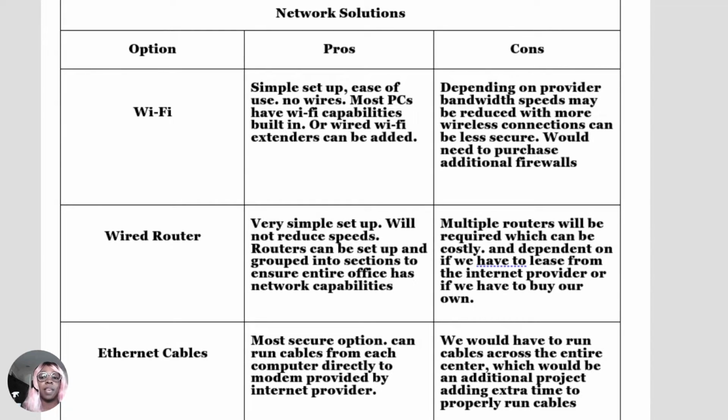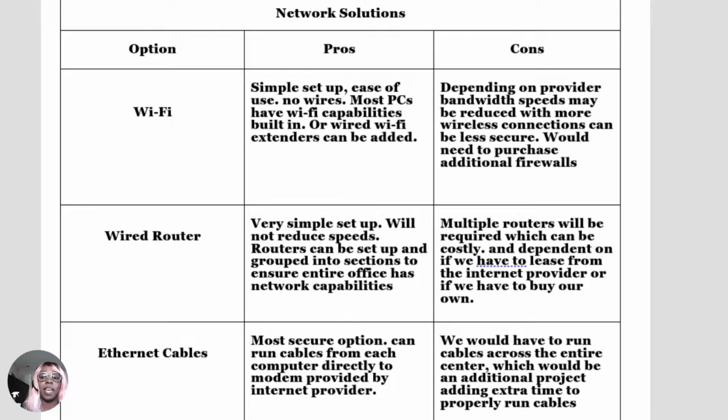This is a simple table showing the options. Wi-Fi would be the easiest option as most computers have Wi-Fi capabilities built in, but this option can also be prone to more security risks due to hackers. We have wired routers. This option would provide more security and would not reduce any bandwidth speeds, but would require the purchase of multiple routers for each cubicle or for groups of cubicles.